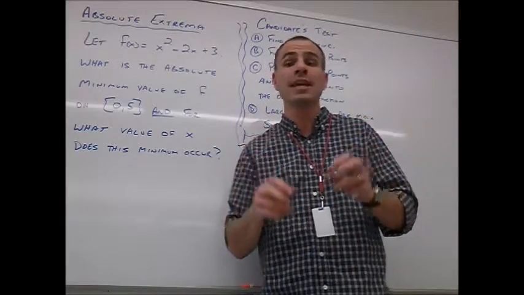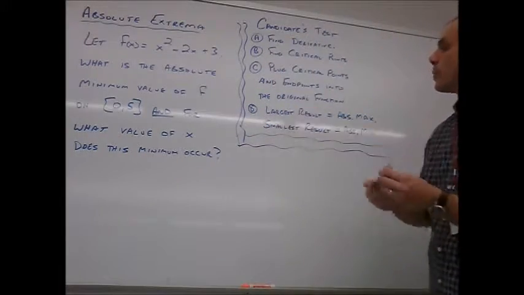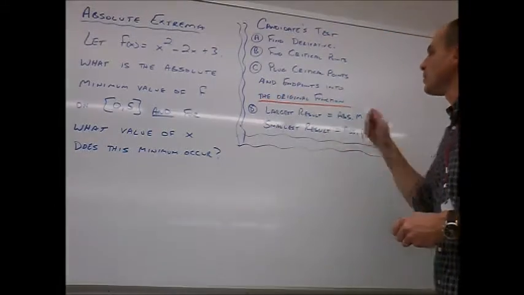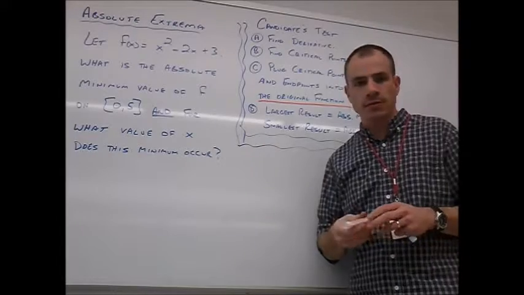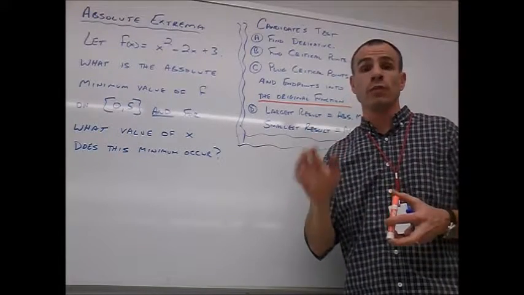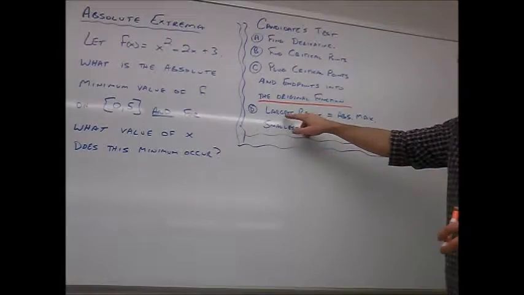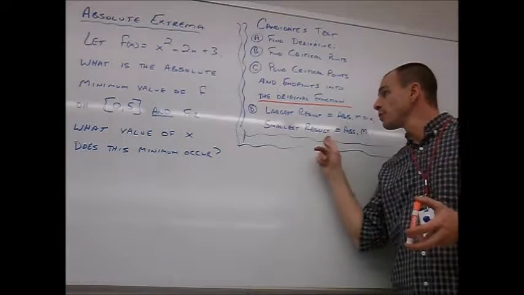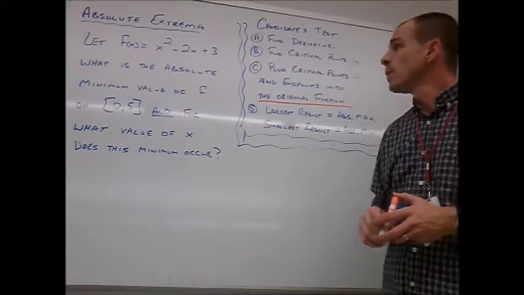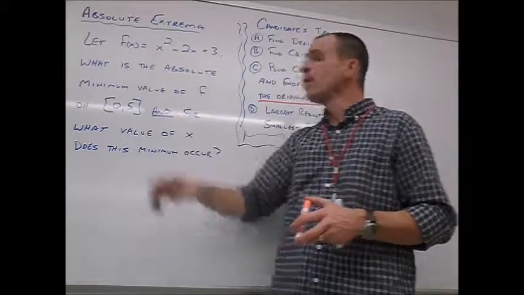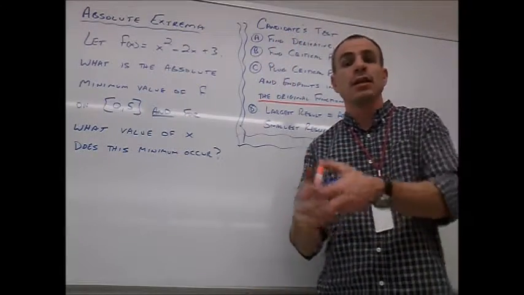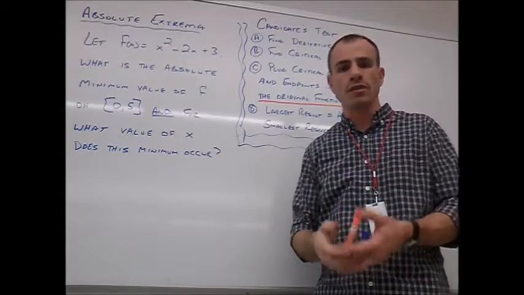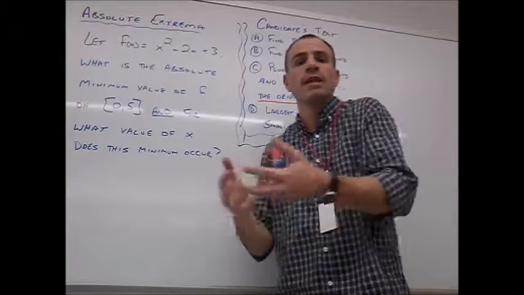So we're going to take all these candidates, and here's the key thing. We're going to plug them into the original function. Not the first derivative, not the second derivative, the original function. And we're going to get some results. The largest result is our absolute max. The smallest result is our absolute min. So here we're interested in the absolute minimum value, so we're going to plug our candidates into the original function and see which one produces the smallest number. But before we do that, we have to get all of our candidates.